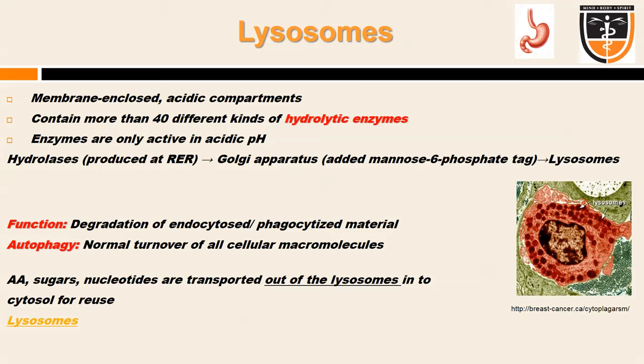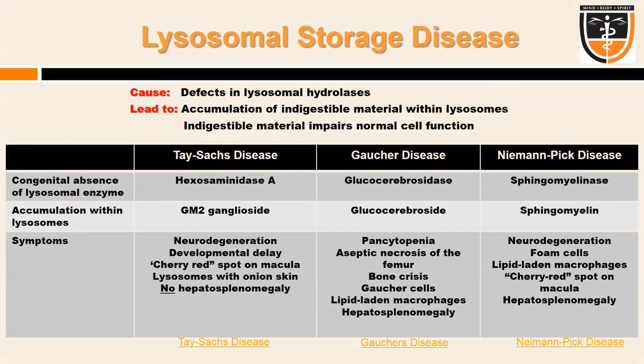Now, everything that is broken down in these lysosomes, such as amino acids, sugars, and nucleotides, is transported out of the lysosomes into the cytosol for reuse. So lysosomes break down that compound, and there are some yummy amino acids in it, okay? There are some sugars and nucleotides. Oh, sugars, how much I hate you. But what happens is that these are sent into the cytosol and will be utilized.